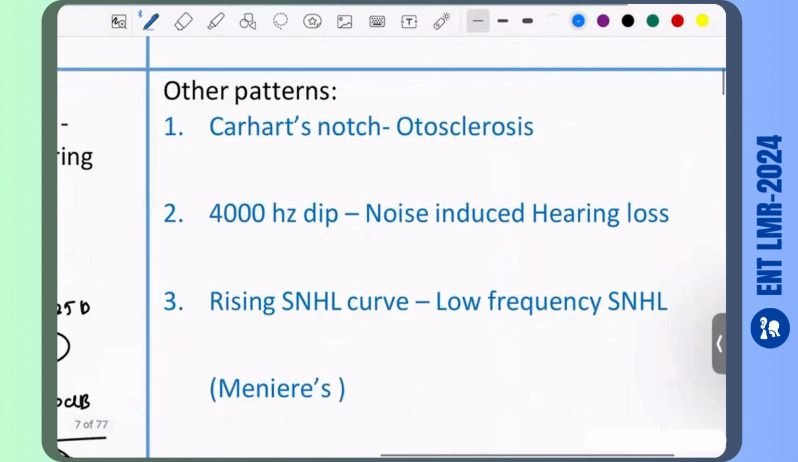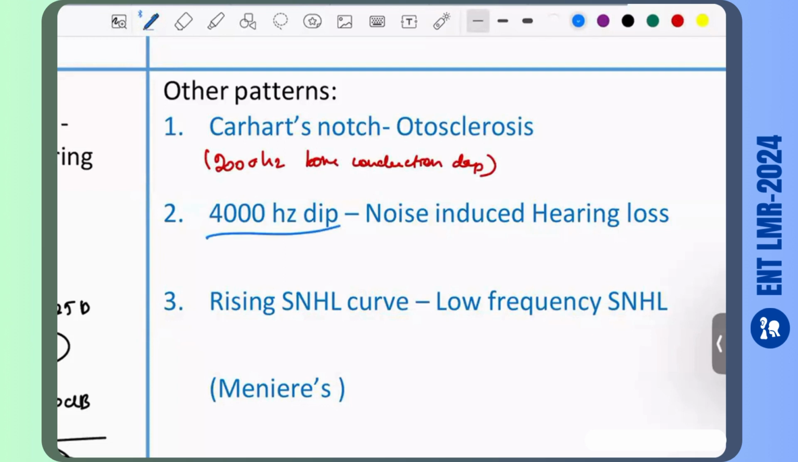So what are the other patterns? How they may ask questions. The Carhart's notch is a 2000 Hertz bone conduction dip. Very important. It is seen in otosclerosis. A 2000 Hertz bone conduction dip is seen in otosclerosis. A 4000 Hertz dip in both bone conduction and air conduction is seen in noise-induced hearing loss.